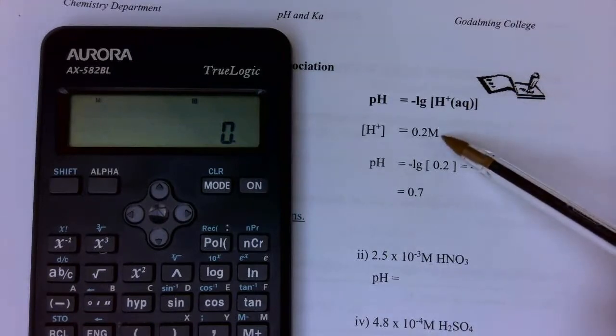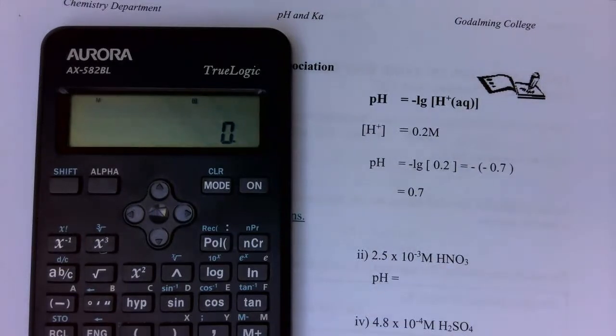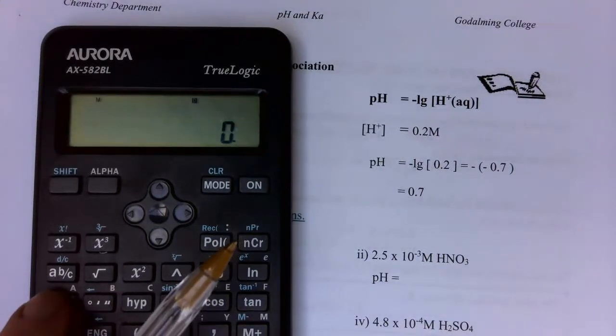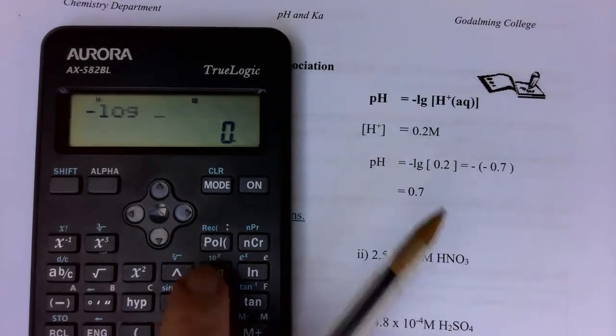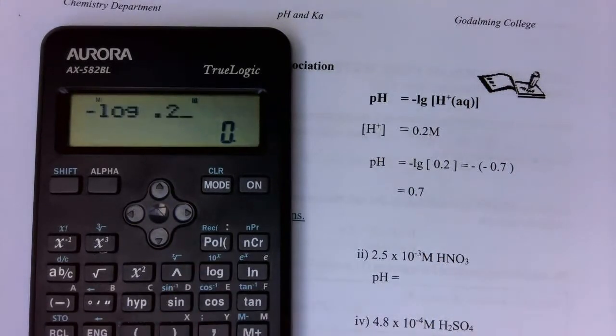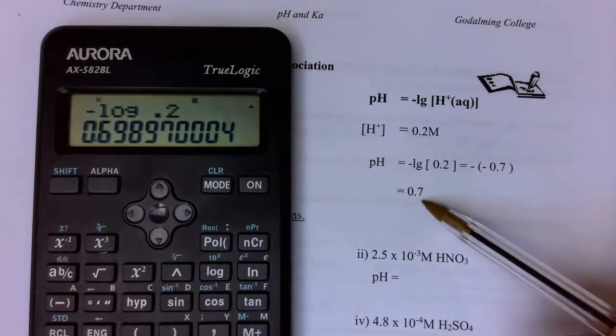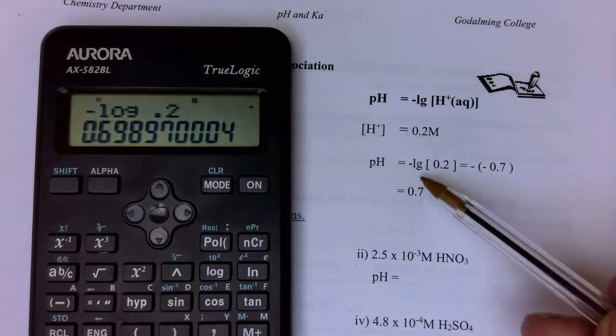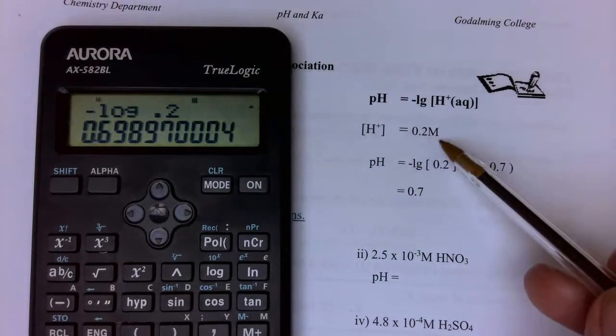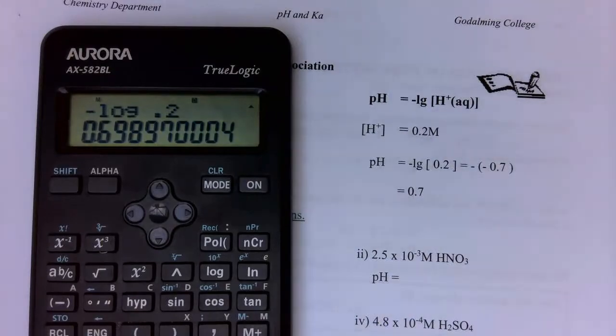So here I want to know the pH of a 0.2 molar concentration solution. Now I've only got the cheap calculators. Your calculators will probably work a lot better than this. But the way to do this is we go minus log 0.2 and we should get 0.6989, which rounds to 0.7. Do remember, small changes here mean big changes here.